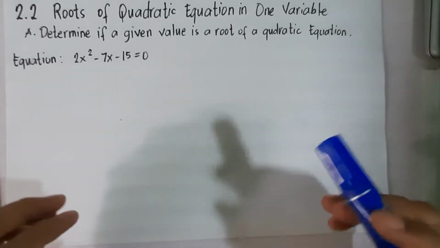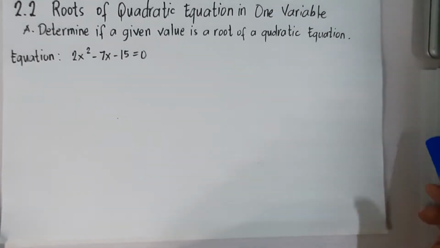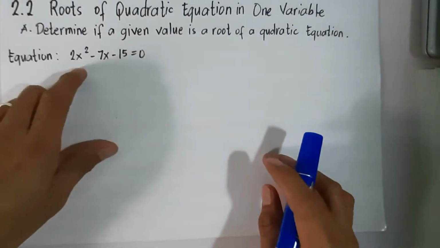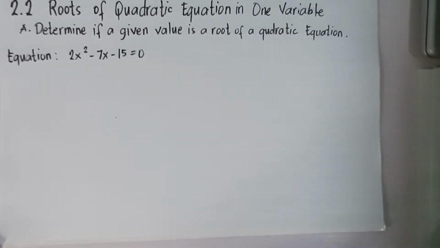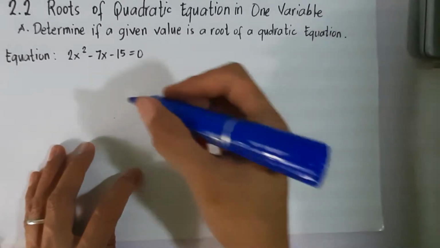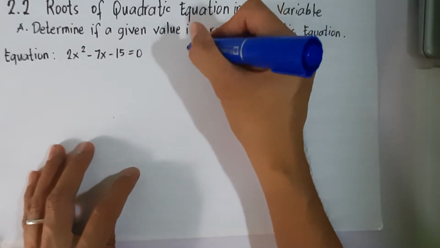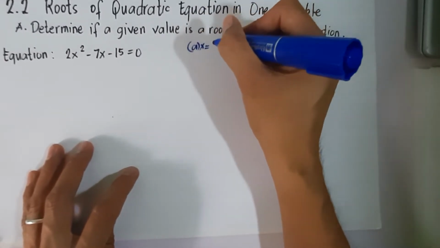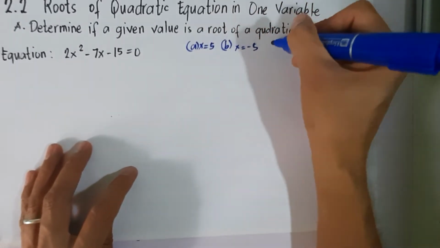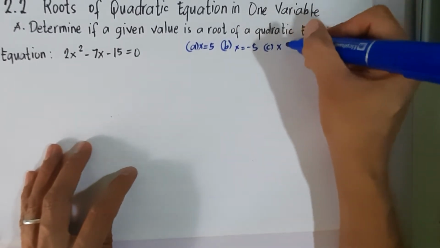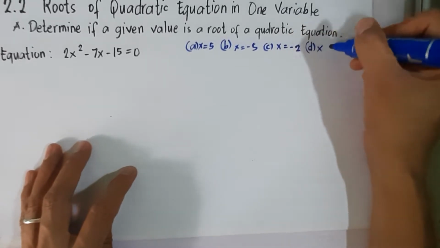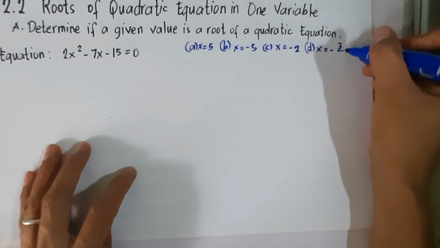Now let's go to this in your textbook, page 29. Determine if a given value is a root of a quadratic equation. Our equation is 2x squared minus 7x minus 15. We're going to try a few values to check if these are roots of this quadratic equation. Value A is x is equal to 5. The second value is x is equal to negative 5. The third value is x is equal to negative 2. And our last value is x is equal to negative 3 over 2.